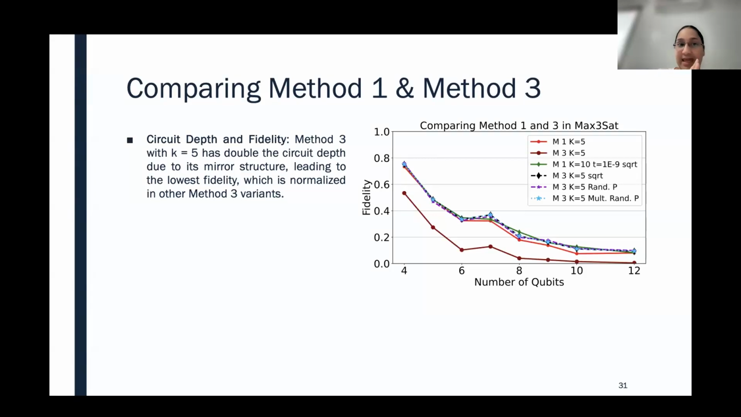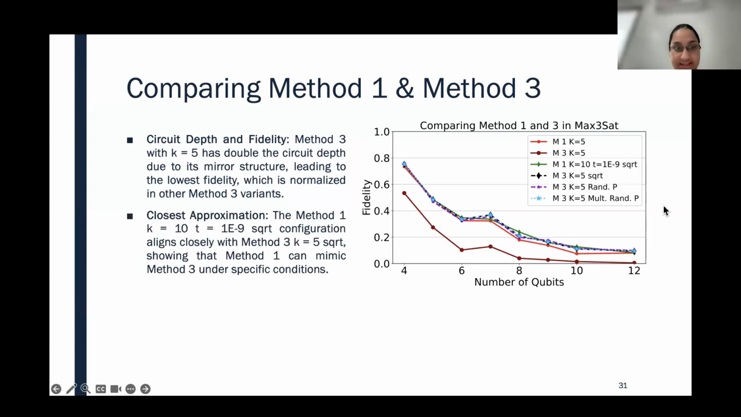Method 3 with K equals 5, which is the baseline, has double the circuit depth due to its mirror structure, leading to a very low fidelity, which is this maroon line here. And this fidelity needs to be normalized to make it comparable to method 1 for all other method 3 variants. The closest approximation, which is method 1, K equals 10 with a very low time parameter, aligns closely with method 3, K equals 5 square root, showing that method 1 can mimic method 3 under specific conditions.